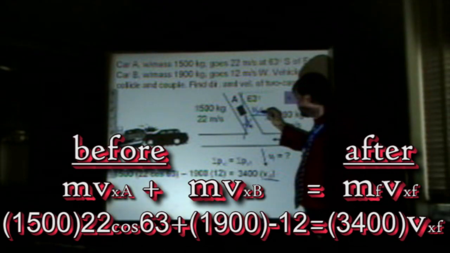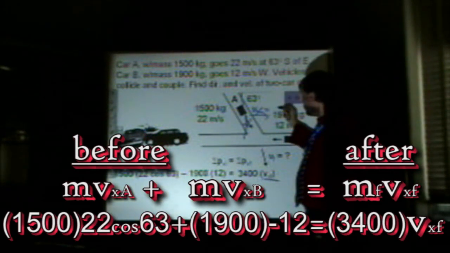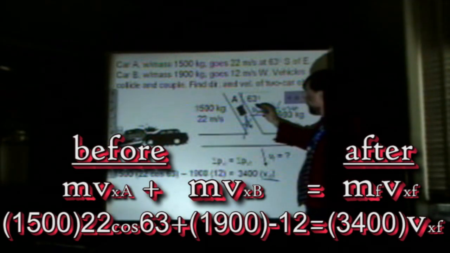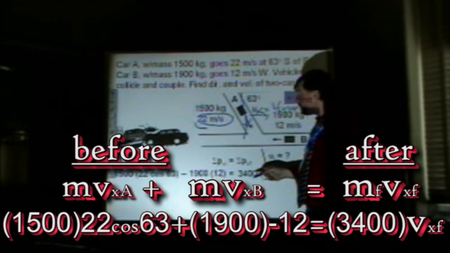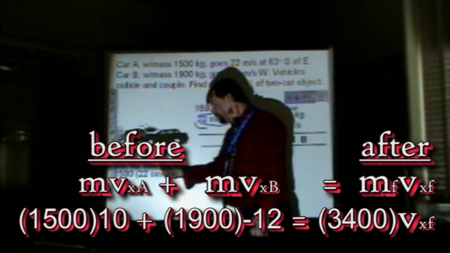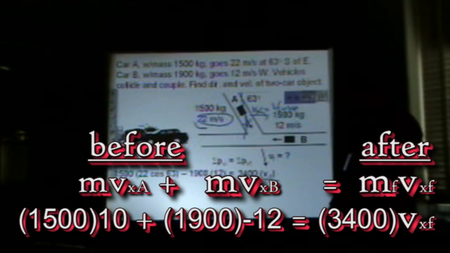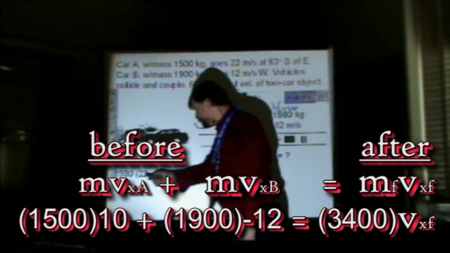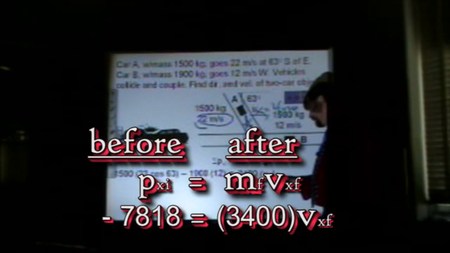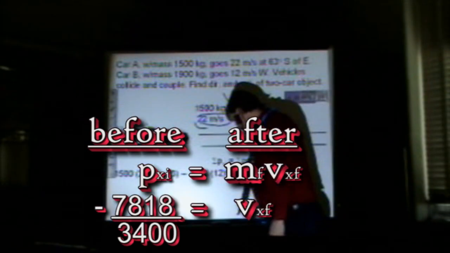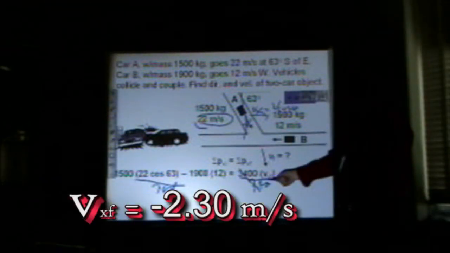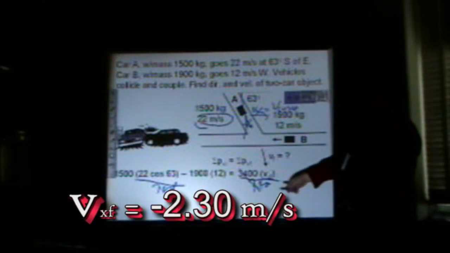So our Vx of car A is equal to the cosine of 63 degrees, or cosine theta, of our V, which is 22 meters per second. So this is our mass, which is scalar, so we use the whole mass, and this component of our velocity, which is the x, times the cosine of 63, minus the mass times the velocity. Divide this side by 3,400, cancel that out. Divide this side by 3,400, and now we have the Vx final after our collision.